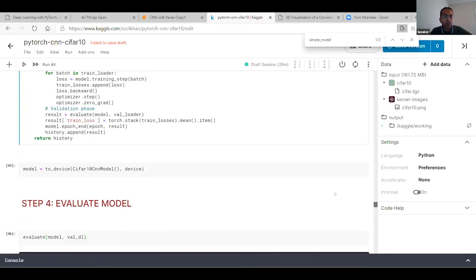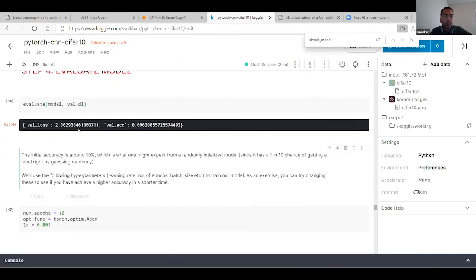Once I have trained it and I'm evaluating it, before training, I had just defined it at the top with default values. I have just 9% accuracy here. So 1 in 10 times it will identify correctly.